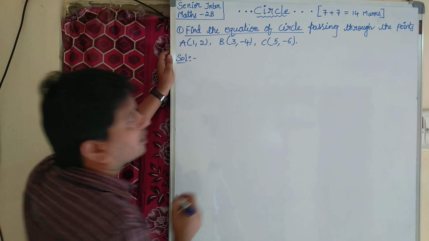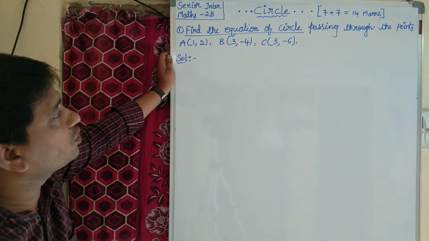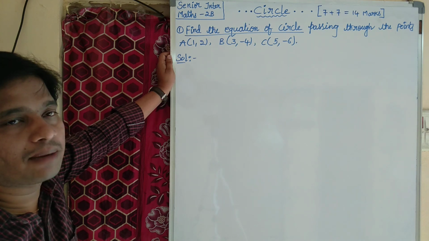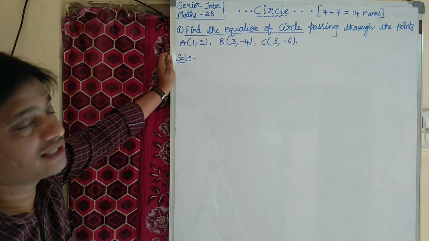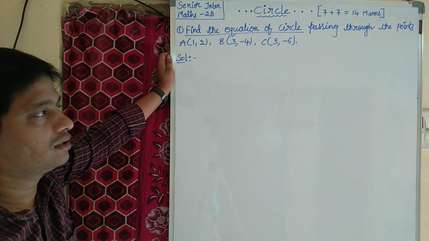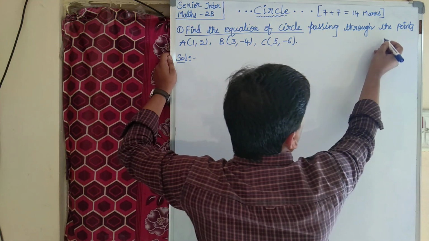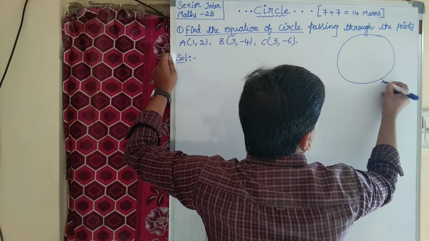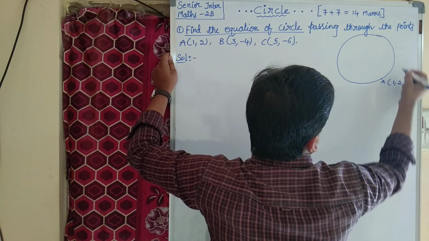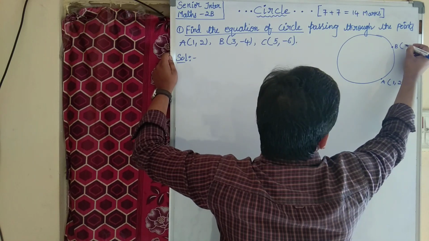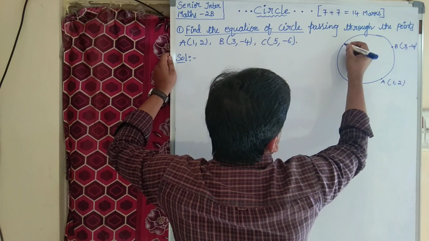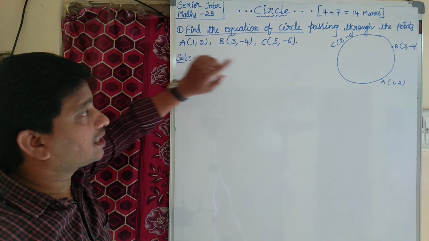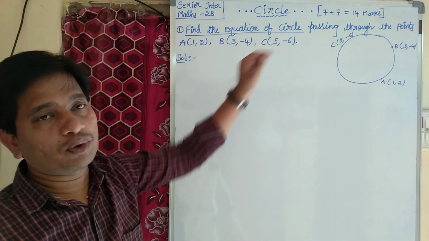Find the equation of circle passing through the points A(1, 2), B(3, -4) and C(5, -6). They are the given points. Actually, we need to find the equation of the circle as this circle is passing through the 3 points A(1, 2), B(3, -4) and C(5, -6).